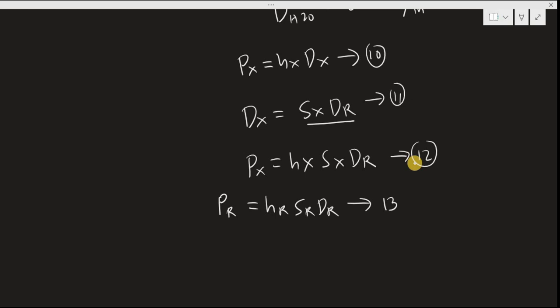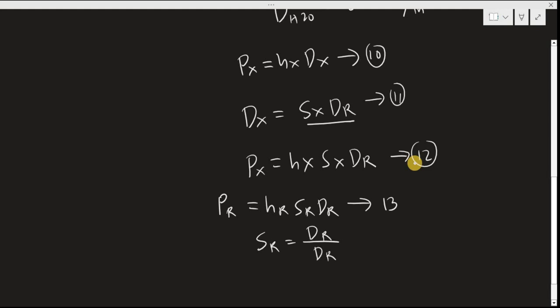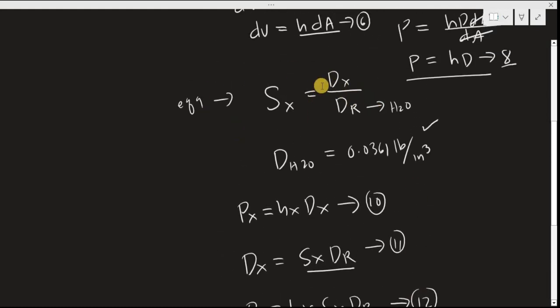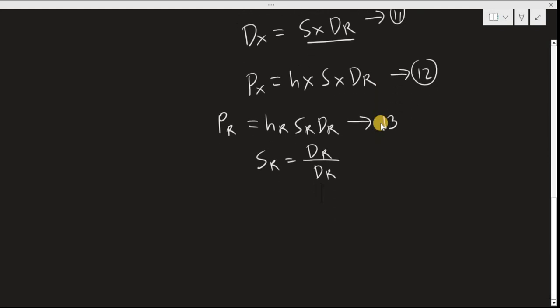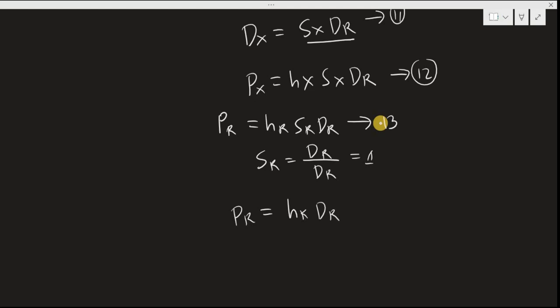Okay, equation 13 implies that we are measuring the reference fluid itself, which further implies that its specific gravity is 1, since we are measuring it relative to itself. So mathematically, Sr equals the density of the reference fluid divided by the density of the reference fluid, and we use this formula, equation 9. But in this case, we are measuring the reference fluid itself, so γx becomes γr. So now γr over γr equals 1, which means that Pr in equation 13 becomes hr γr. So equation 13 reduces to equation 14.